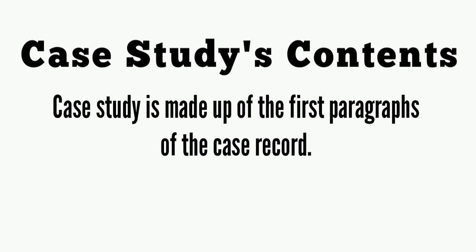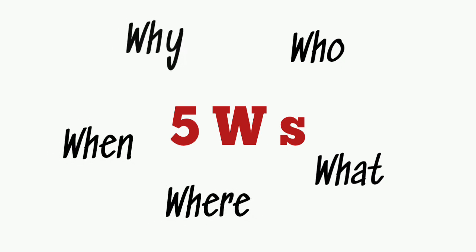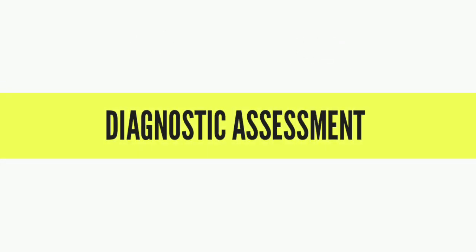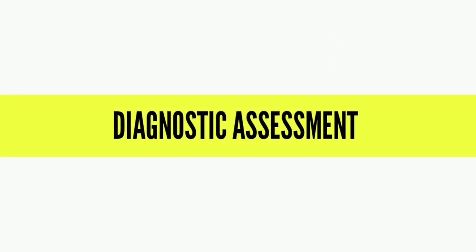The case study is made up of the first paragraphs of the case record. This section, like the opening to a story, should include the 5 W's. Who refers, the person; what, the issue; where and when; and why or how, the contributing factors or how the problem arose.